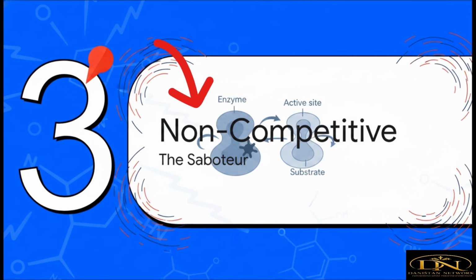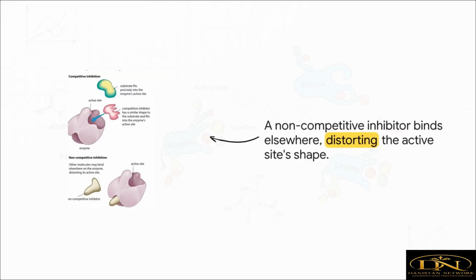Now let's move on to our next character, which paints a very different picture. This one is less of an imposter and, well, more of a saboteur. See, this saboteur inhibitor plays by a whole different set of rules. It doesn't even bother with the active site. Instead, it attaches to a completely different part of the enzyme. But here's the sneaky part.